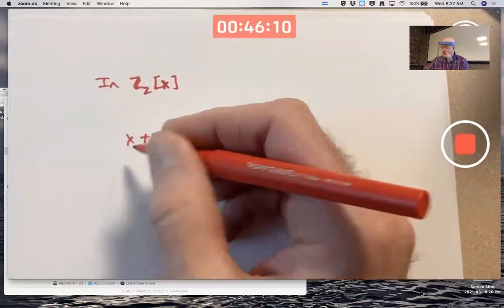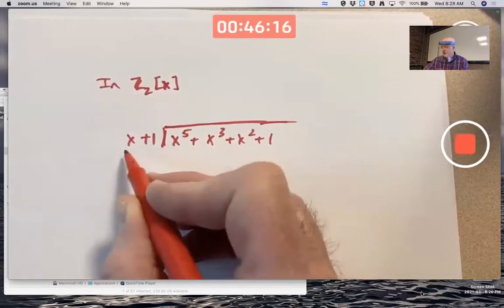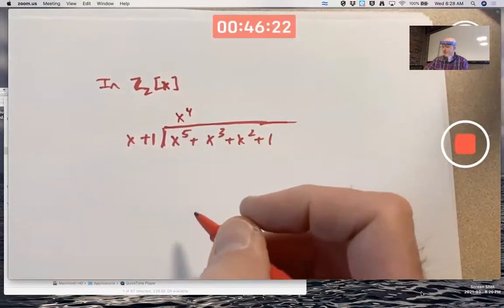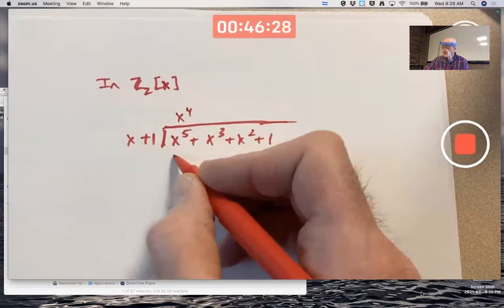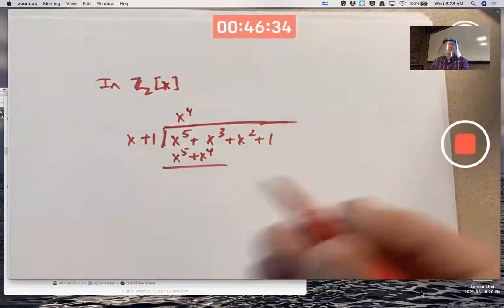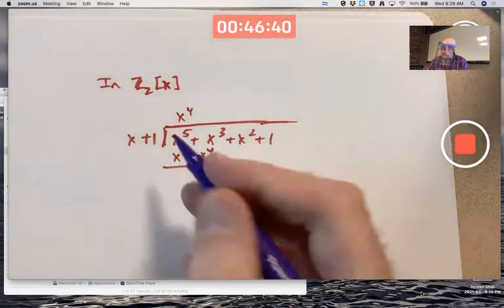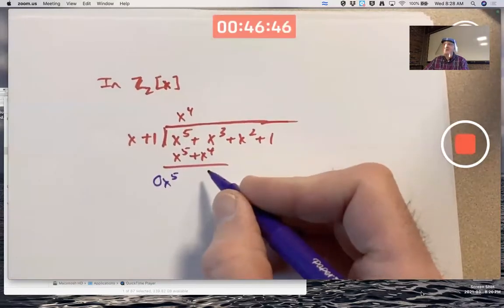So what you do is you ask, what do I have to multiply by the highest degree term over here, the x, to get the highest degree term over here? You've got to multiply x by x to the 4th to get x to the 5th. Now take that polynomial and multiply times each term and put the answer down here. X to the 4th times x is x to the 5th. X to the 4th times 1 is x to the 4th. Subtract. I get 0x to the 5th. 0x to the 4th minus x to the 4th is negative x to the 4th, right? But wait, we've got to mod by 2. Negative 1 equals 1.